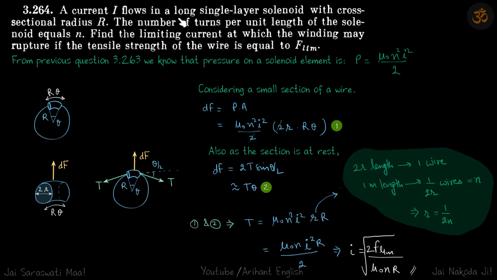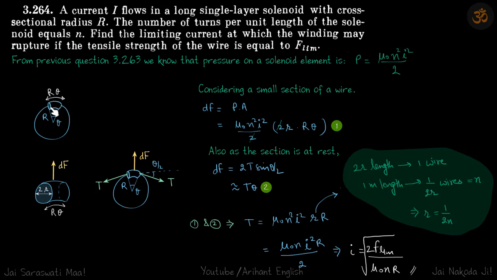A current I flows in a long single layer solenoid with cross sectional radius R. So this is the cross section of the solenoid. The number of turns per unit length of the solenoid equals N. Find the limiting current at which the winding may rupture if the tensile strength of the wire is equal to F limited.